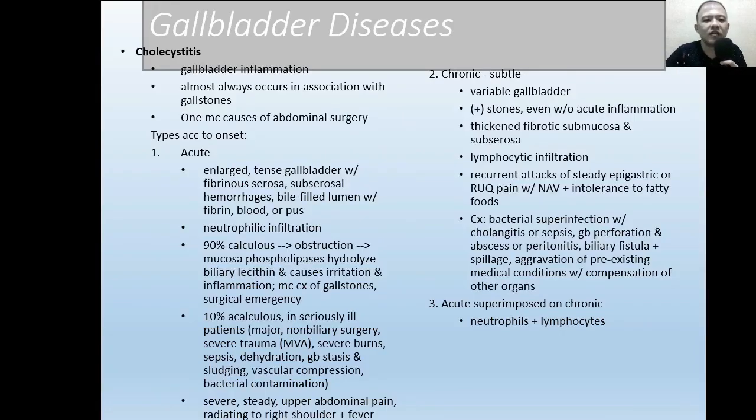Next is cholecystitis. It is the inflammation of the gallbladder, and the most common cause is gallstone. So you have two types, the acute and chronic. For acute cholecystitis, you have an enlarged, tense gallbladder with fibrinous serosa. It is a bile-filled lumen with fibrin, blood, and pus. There is a neutrophilic infiltration. Majority have a stone.